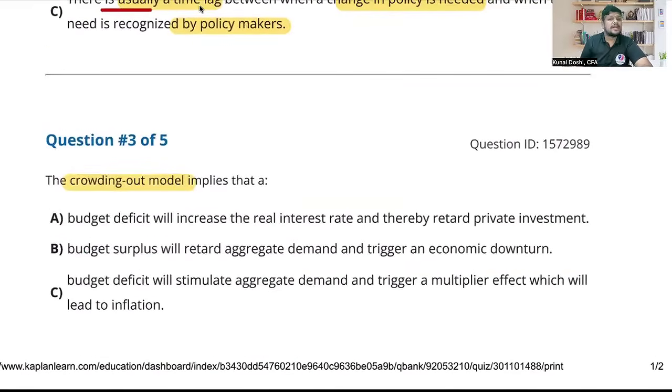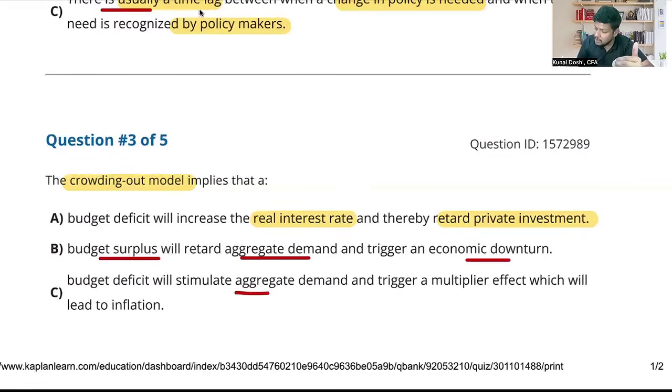Crowding out, as I said, means government borrows so much that very little is left for the private sector, right? So budget deficit will increase the real interest rate and thereby retard private investment. Correct. Privates will find it difficult to borrow, isn't it? Let's see the other. Budget surplus will retard aggregate demand and trigger economic downturn. No, surplus will never lead the economy to downturn.